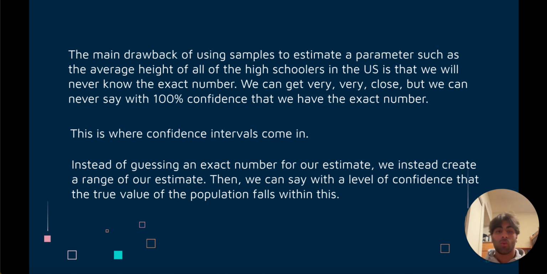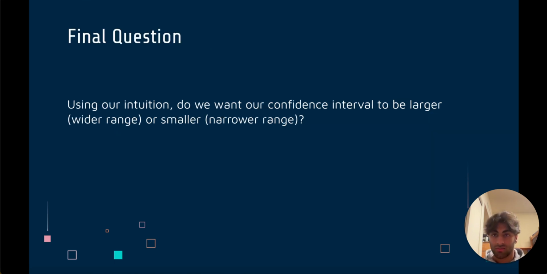And then we can say with a level of confidence that the true value of the population will fall within this range. So for our final question, using our intuition, do we want our confidence interval to be larger, so essentially a wider range, or smaller, a narrower range? And this is something to keep in mind for the next lesson.